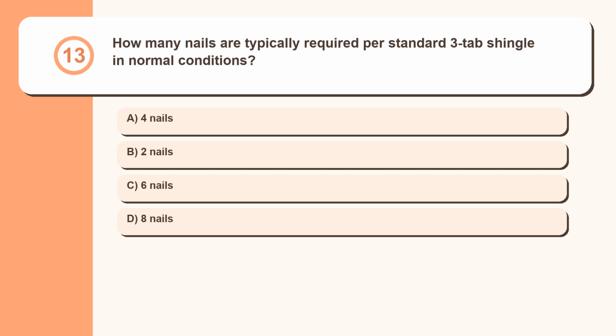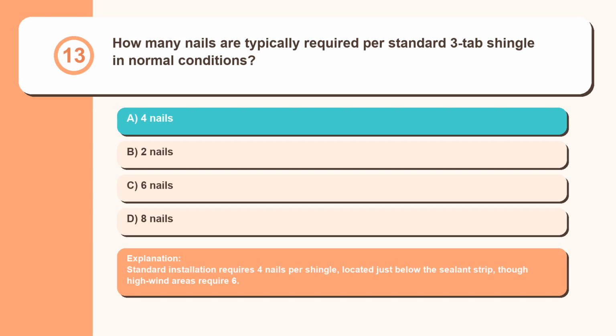Question 13. How many nails are typically required per standard 3-tab shingle in normal conditions? 4 nails, 2 nails, 6 nails, 8 nails. Standard installation requires 4 nails per shingle, located just below the sealant strip, though high wind areas require 6.